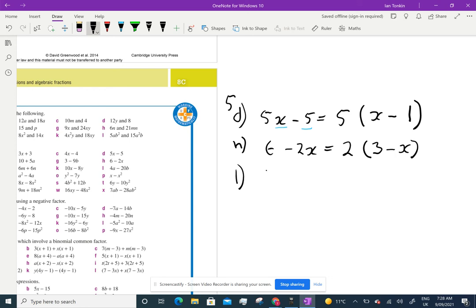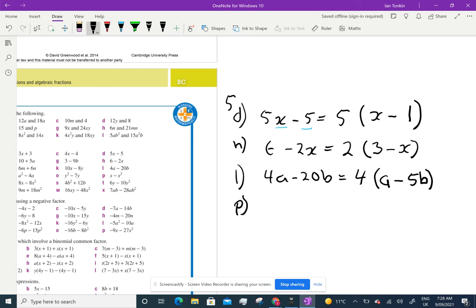L, 4a minus 20b. Well, look at the numbers, I can take 4 out, and I can't take any letters out. So if I take 4 out of the first thing, I'm left with a, and I'm left with 5b. Now, when I say take them out, we're dividing them out. We're finding the factors, the common factors.